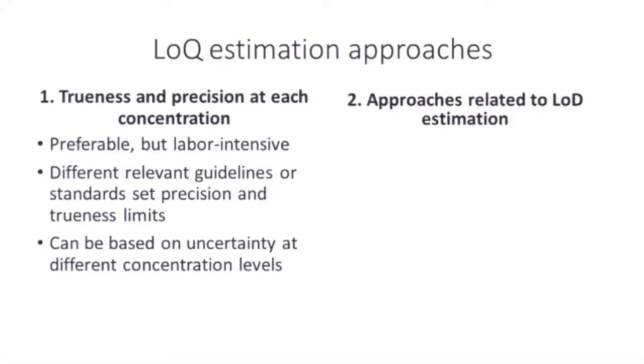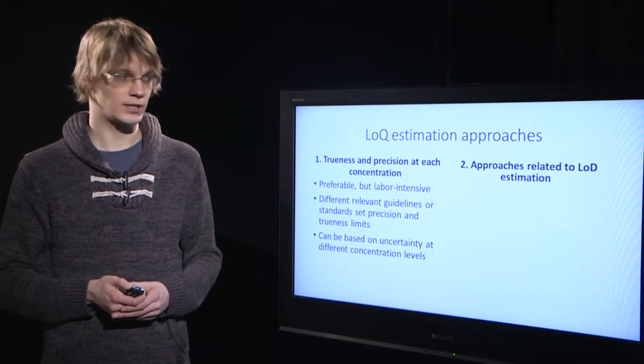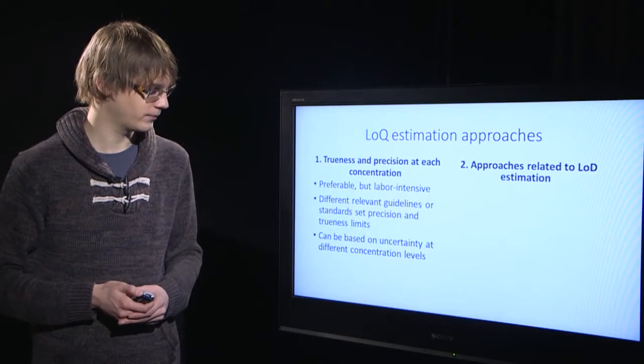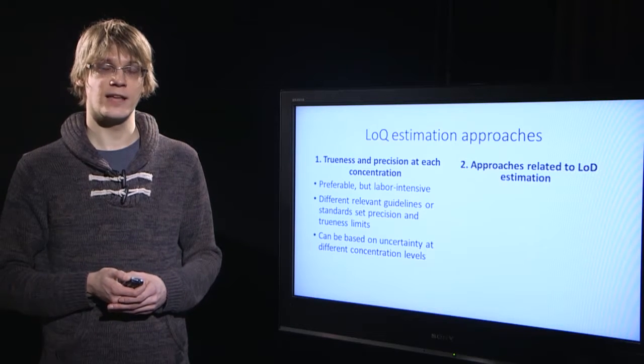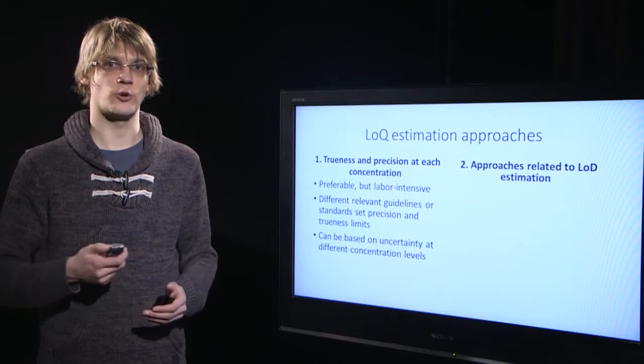So the first group is more preferable because their precision and trueness are really estimated, and therefore this approach estimates limit of quantitation by its definition. However, this is more labor intensive. Here, different relevant guidelines or standards set the minimum precision and trueness limits that have to be achieved at the limit of quantitation. Also, it has been suggested that uncertainty can be estimated at different concentrations, and from that LoQ can be estimated.